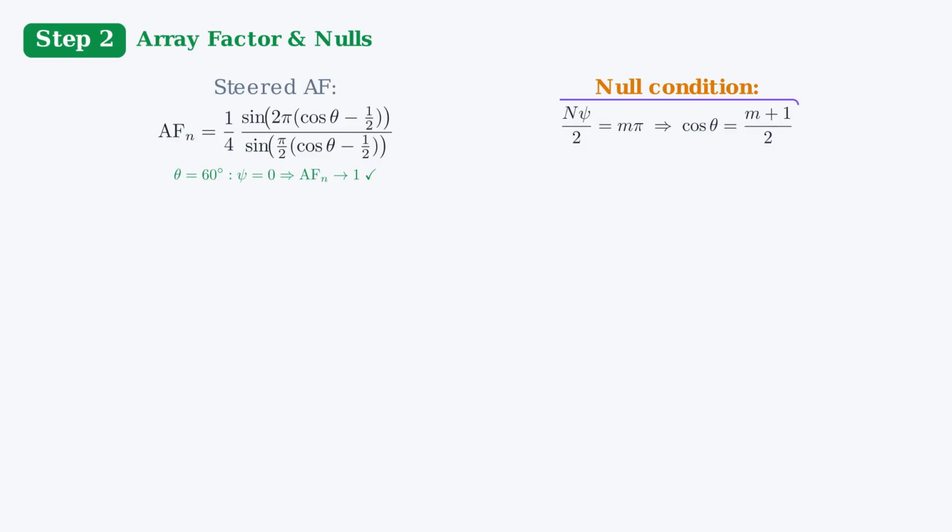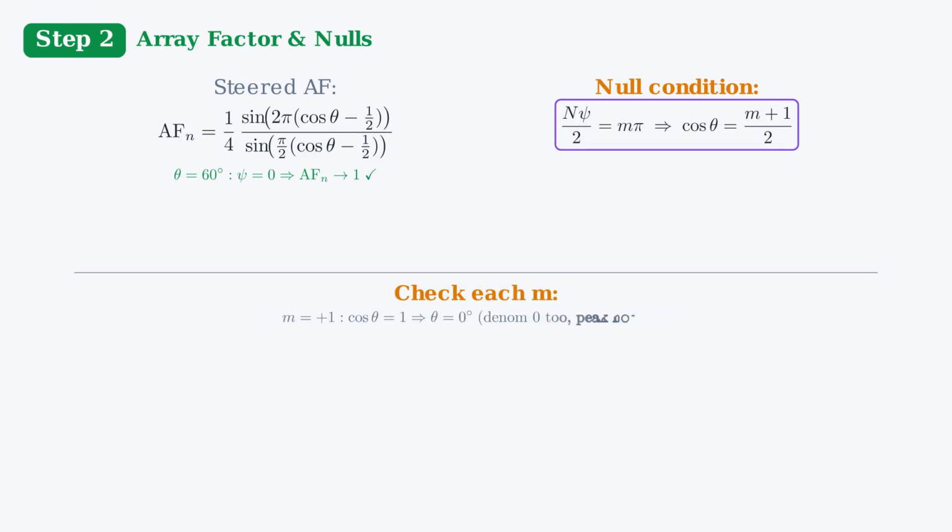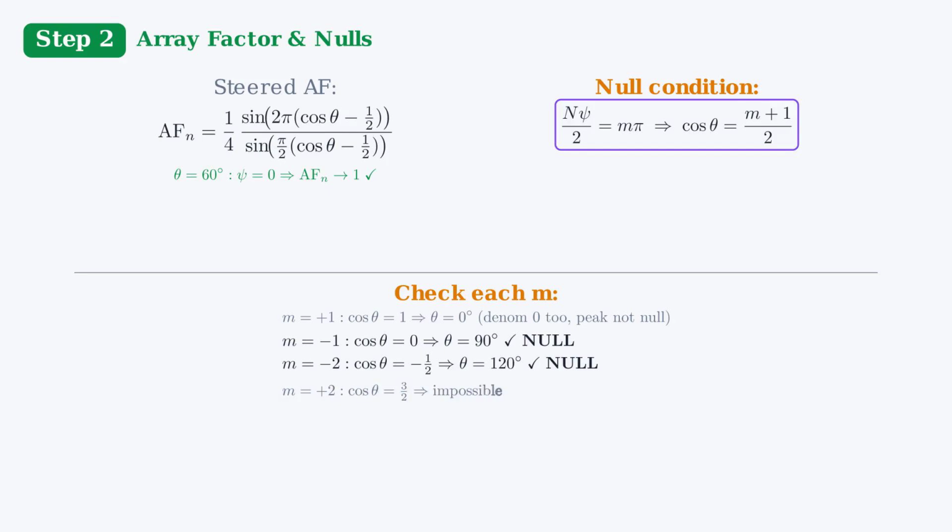For nulls, we set the numerator to 0. N psi over 2 equals m pi. Substituting, we get cosine theta equals m plus 1 over 2. Now check each m. M equals plus 1 gives cosine theta equals 1, theta equals 0. But the denominator is also 0, so this is a peak, not a null.